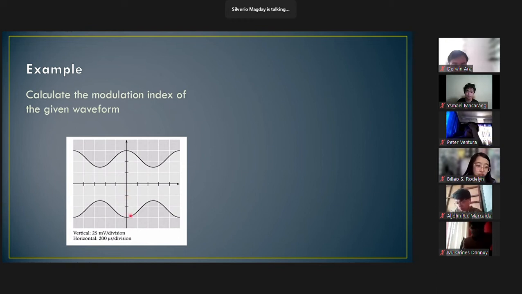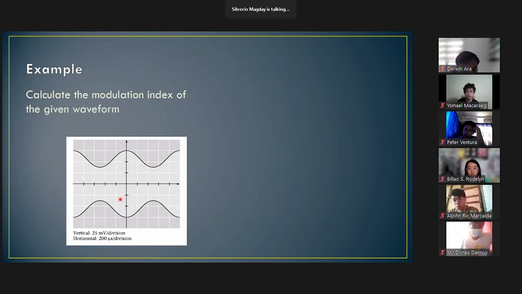Ayan. Alam nyo ba magbasa sa oscilloscope? Don't worry, lagpasan na natin to, hindi na expected, wala ganito sa mga board exam. Kahit ako hindi ako magbibigay. Pero alam nyo magbasa ngayon, baka later on bigla naman mayroong ibigay. Magbasa ng results from the oscilloscope, in time domain, wherein the vertical is 25 millivolts per division and then the horizontal is 200 microseconds per division.